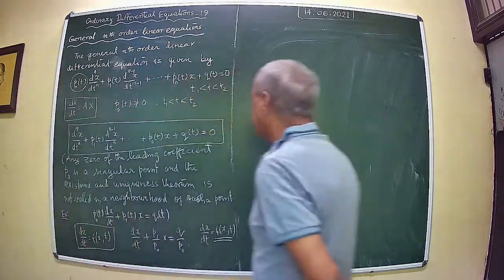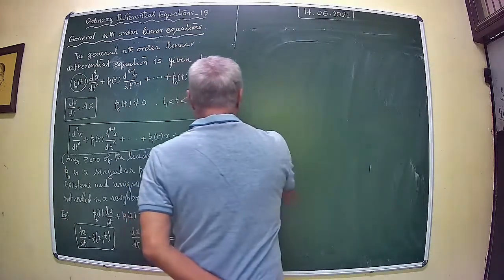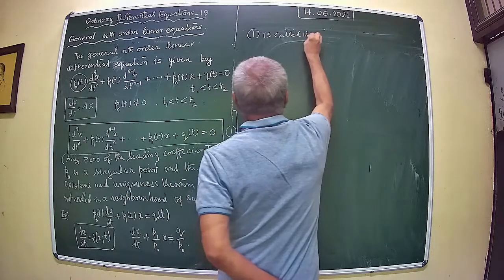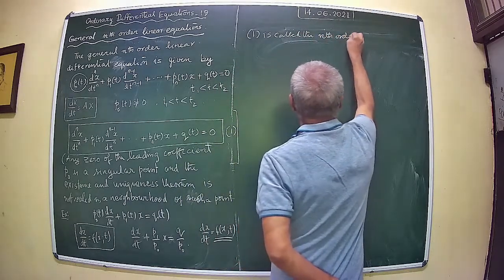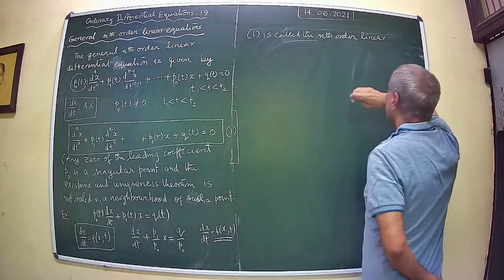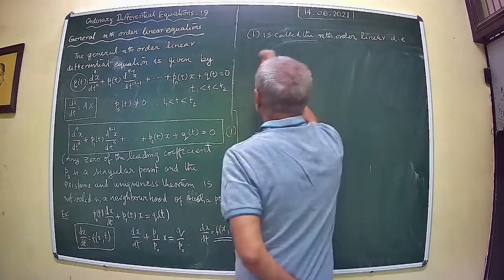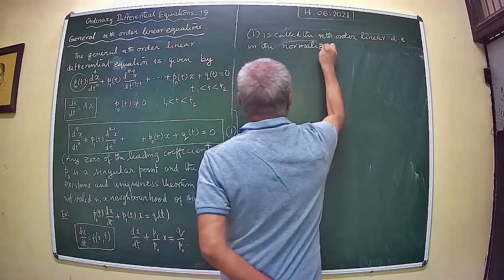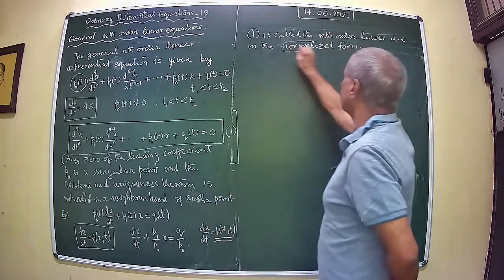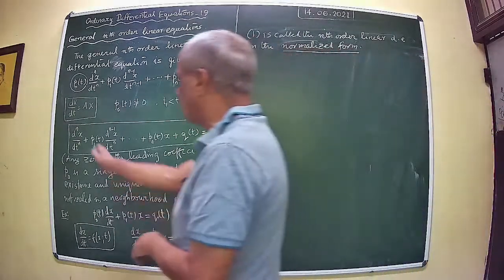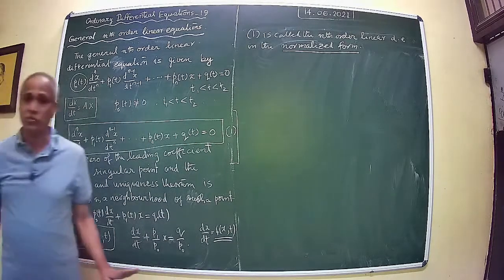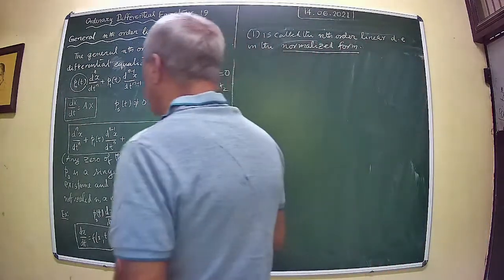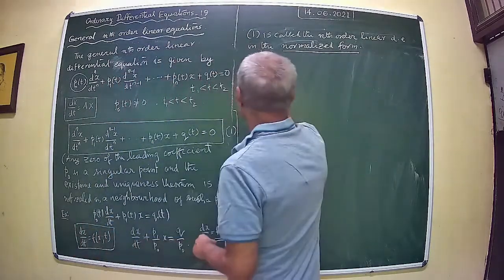This is what is called the normalized equation. I will write this here. It is called the nth order linear differential equation in the normalized form. We take it in the normalized form in the sense that the leading coefficient is equal to 1. That is, the coefficient of the highest order derivative of the unknown is taken as identically equal to 1.